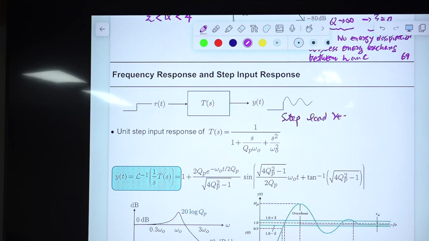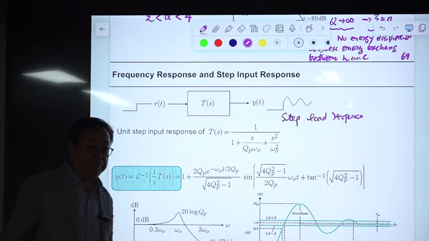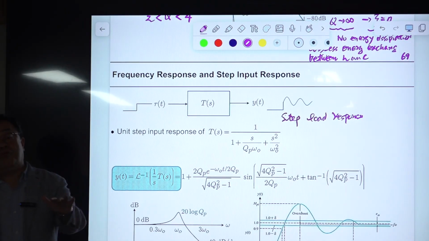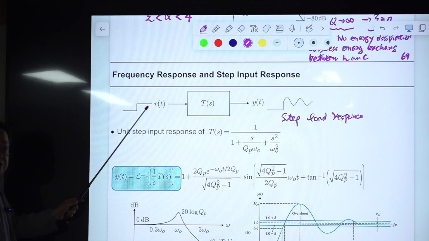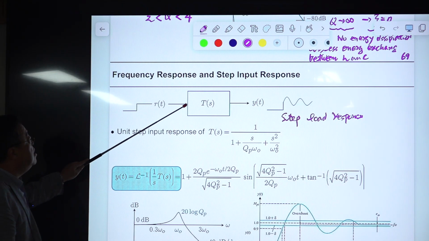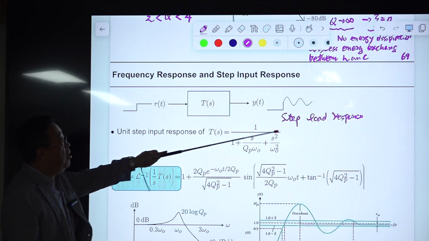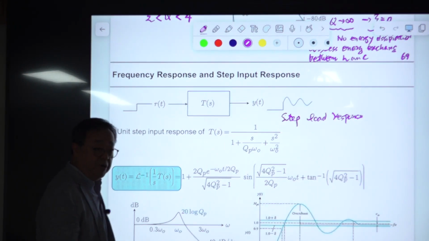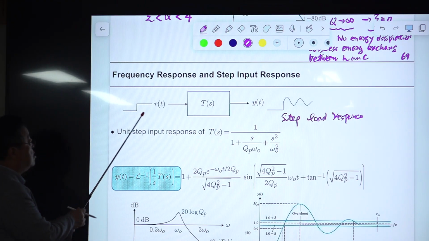Step load response is coming from the output side of this system. This one is important for the PWM converter because the load will be changing all the time. Many times the input is fixed, or gradually changing, or has a very small ripple component. So step input response has less significance compared to this one for PWM converters. Still, you are interested in this one.